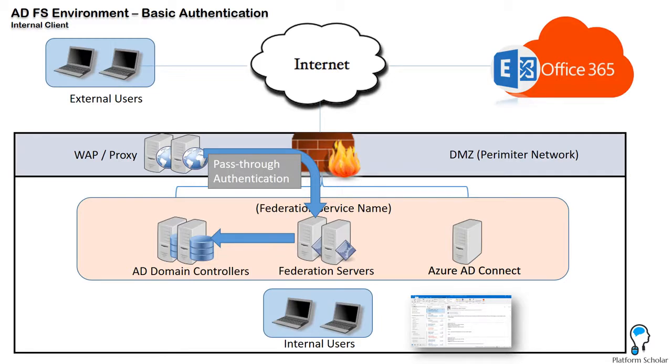The Federation servers will check with Active Directory to make sure the credentials are correct, and then issue a token and claims rules which it passes back to the proxy. The proxy then will give it to Exchange, who will then allow the login and the application will connect.